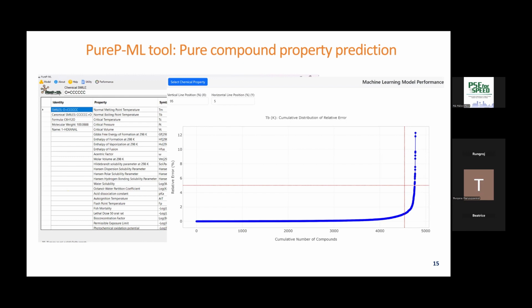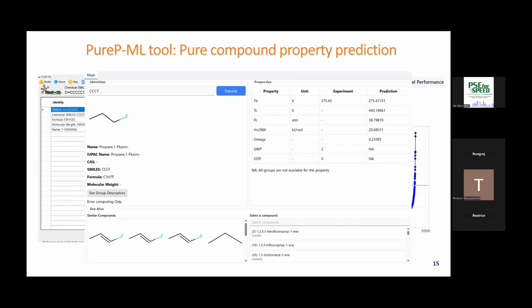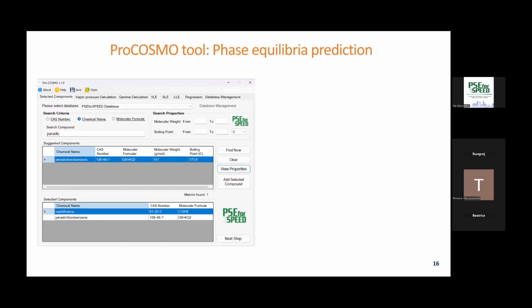But these are for what we call large molecules, and it's not applicable for refrigerant or small molecules. So we have developed another model for refrigerant molecules with another set of parameters, another set of atoms and atom bonds and groups. So that's the pure PML. It helps us to fill up the gap for the pure compound properties.